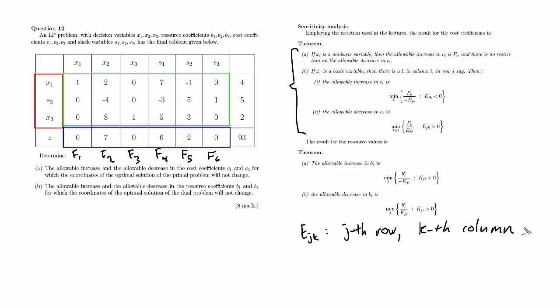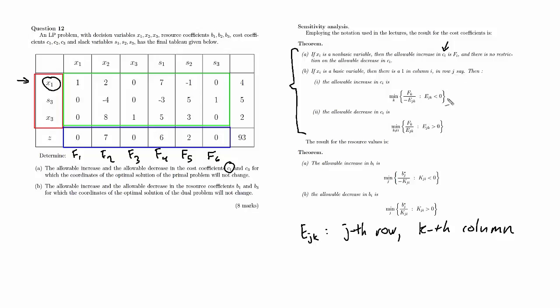We're first asked to find the increase and decrease for C1. So, in the statement of the theorem, we have I equal to 1, and so we have to know if x1 is a basic variable or not. We can see that x1 does appear in the left-hand column, so x1 is a basic variable, and we use the second part of the theorem. x1 appears in row 1, and so this is the row we're interested in. Namely, we have for row j, that j is equal to 1. Now, to calculate the allowable increase and decrease, we are required to find the minimum value from a set of numbers which we have to calculate.